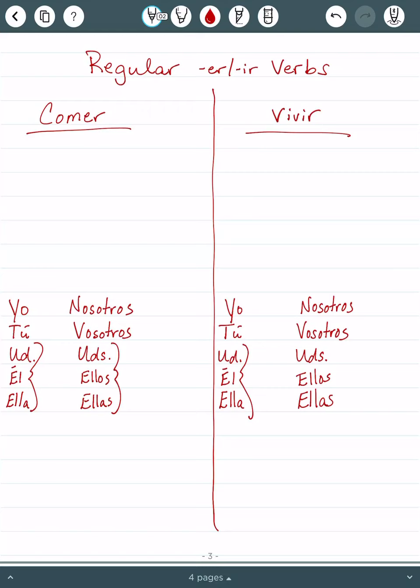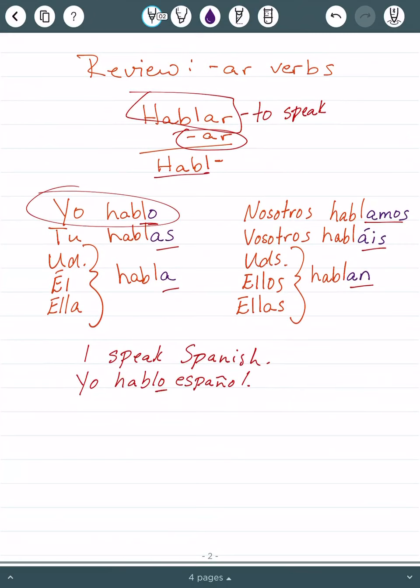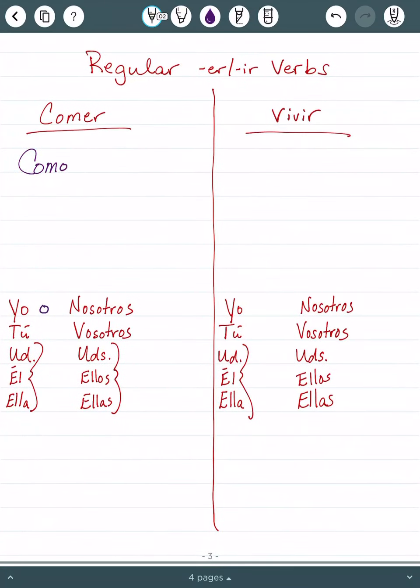Now let's take a look at ER verbs. So I'm giving you guys a couple of examples here, comer and vivir. And it's just like AR verbs. You've just got to memorize it. So some good news with ER verbs, the yo is still O. So if I want to say I am eating, I'm going to do just like I did with hablar, take off the ER, and for yo, I'm going to add O. And then the tú ending for AR verbs is AS. For ER verbs, it's ES.